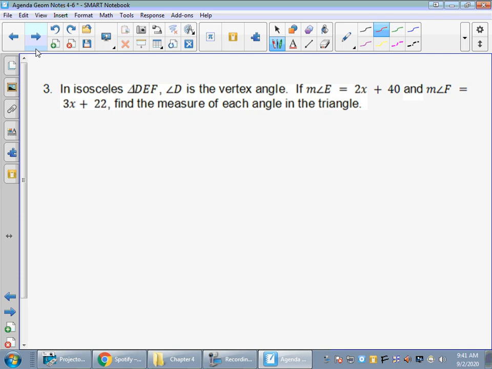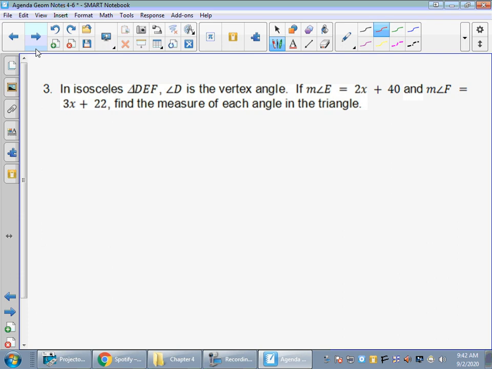The next one here would be number 3. We can look at this one. In isosceles DEF, D is the vertex angle. And this one might help you solve number 2 as well. It's very similar. So D is the vertex angle. And then they give us the measure of angle E and the measure of angle F, and they want the measure of each angle in the triangle. So they want all 3 angle measures.